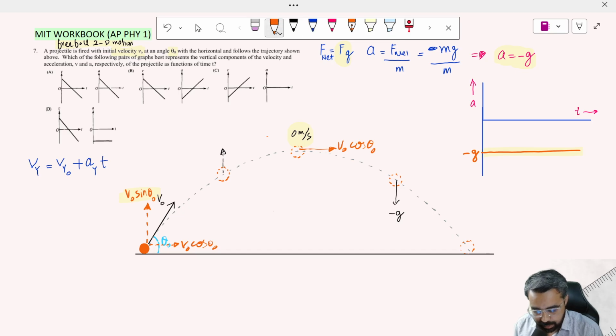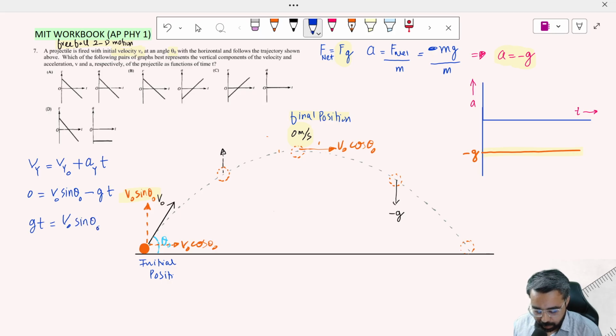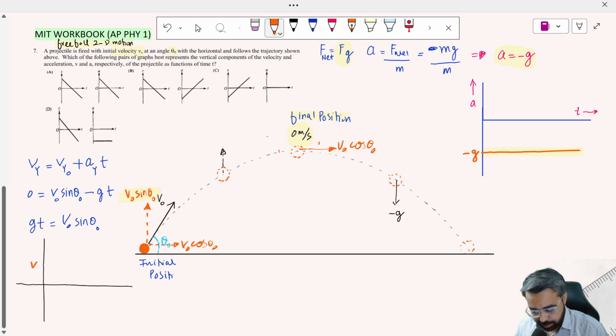So if you apply this, let's make this our final position, and this will always be our initial position, but I assume that this is a final position just for the sake of argument right now. And if I put the value here, 0 equals v0 sine theta 0 minus gt. All right, and you can see that gt equals v0 sine theta 0. So dear students, if I draw the velocity time graph, then notice one thing.